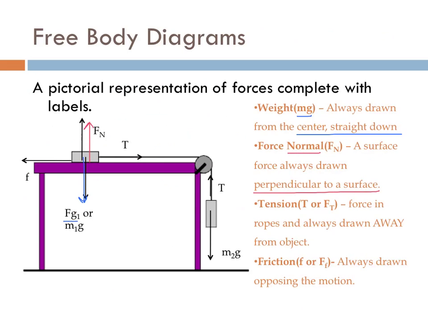Tension is going to be represented by a T, or force with a subscript T. I normally like to use T, but if you want to use either one, it's okay. So when you have a tension, this will always be drawn away from your object. Normally, tension will occur when you have ropes or cables or strings or anything like that. And our last type of force is friction. Friction I will normally write as a cursive F, but you can write it as a capital F with a subscript F. And this is always drawn opposite the direction of motion.